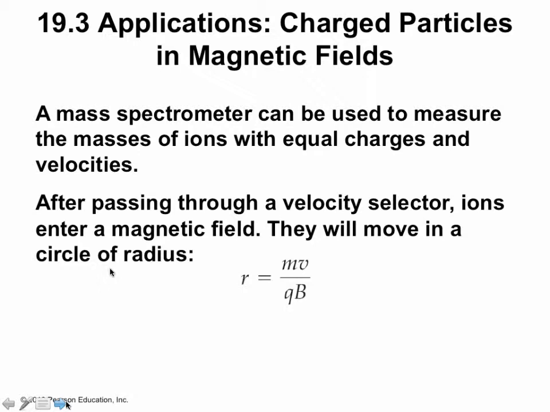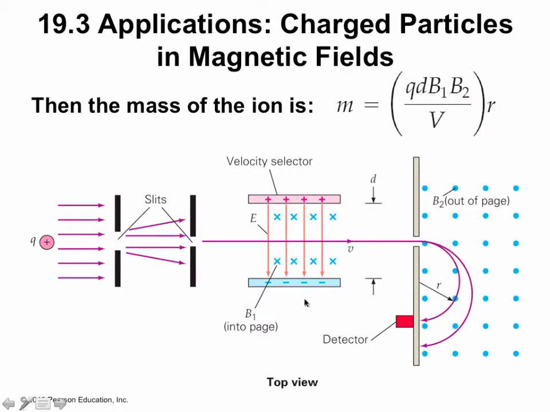But after passing through the velocity selector, ions in a magnetic field will move in a radius of a circle because of the right-hand thumb rule. These objects tend to have a circular motion, as you'll see in a second. So that radius is equal to the mass of the object times the velocity of the object, all over the charge of the particle times the magnetic field. So this is what the picture looks like.